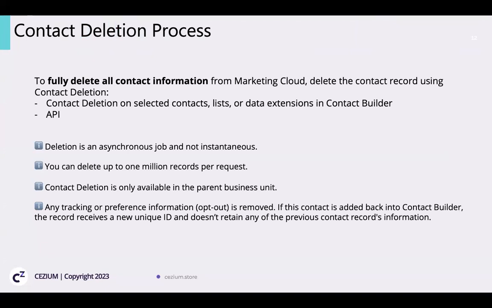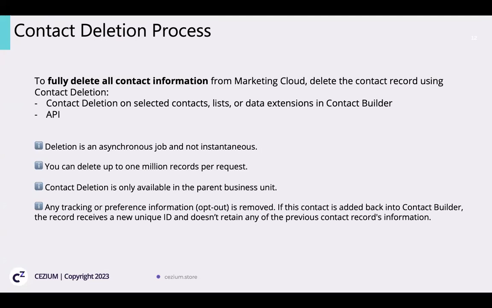So let's begin with the contact deletion process. If you want to fully delete a contact's information, you'll have to use contact deletion. So you'll have to select contact lists or data extensions in Contact Builder and delete them, or use the API. It's not something that you'll perform live. It's asynchronous.